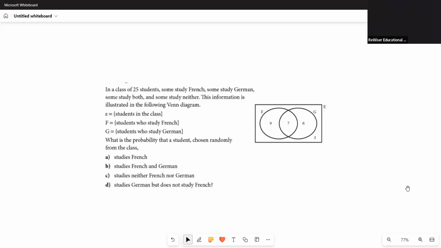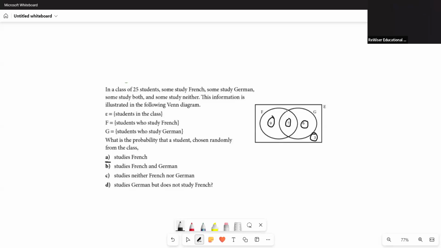So it says that in a class of 25 students, some study French, some study German, some study both, and some study neither. This is the illustrated information on the Venn diagram. So if I analyze this information, we can say that 9 study only French, 6 study only German, 7 study both, and 3 study neither. What is the probability a student chosen at random from the class studies French?